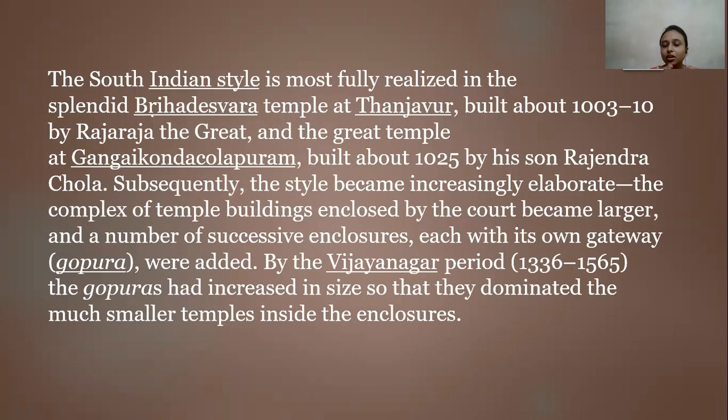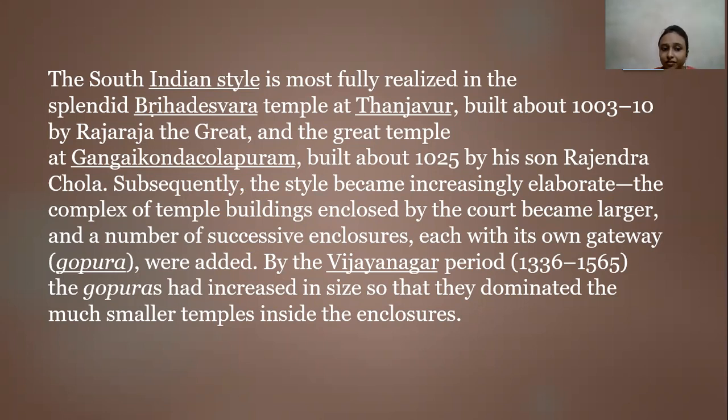Next, we come to the periodical order in which these temples were formed. Firstly, the South Indian style, which we call the Dravidian style, was splendidly found in the Brihadeshwara temple at Thanjavur. And who built it? The great king Raja Raja built this. Another temple came up at Gangai Konda Cholapuram. Please remember the name Gangai Konda Cholapuram, which was built around 1025 by Raja Raja's own son Rajendra Chola. So this is the Chola period.